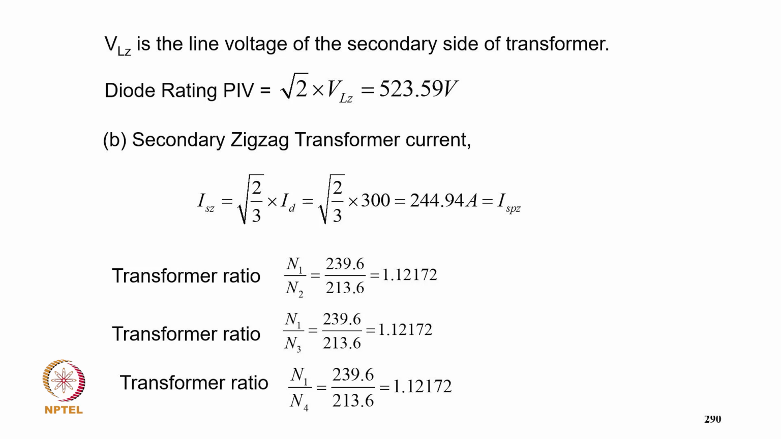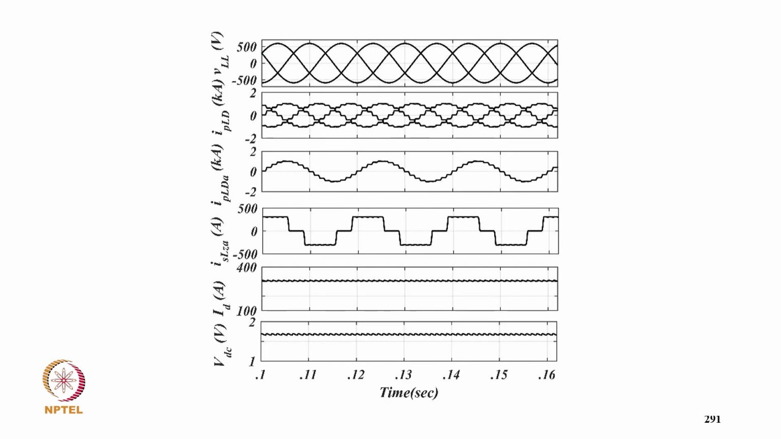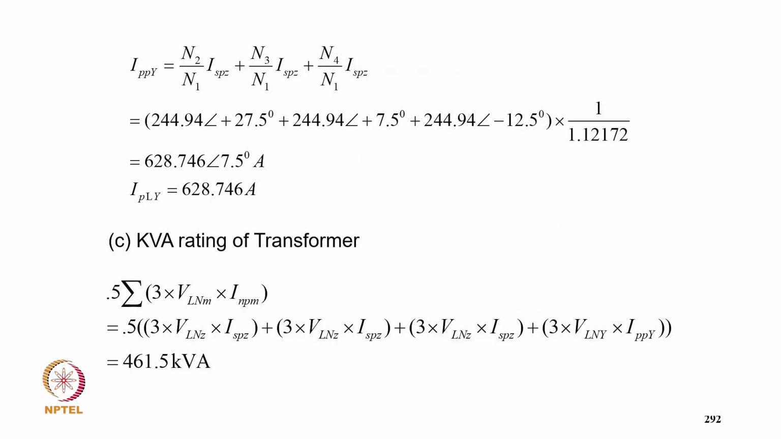Transformer turns ratio of second, N1 upon N3, 239.6 upon 213.6, is 1.12172, and N1 by N4 also comes to 1.12172. And these are the typical 3-phase supply voltage, supply current, then your 1-phase current, and then your transformer current, and then the DC link voltage and DC link current.